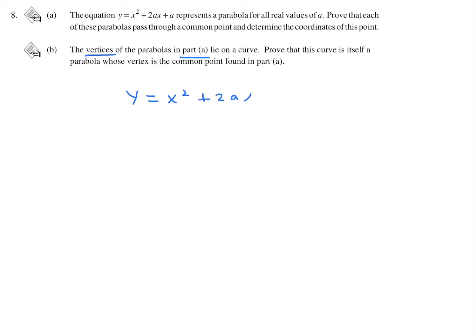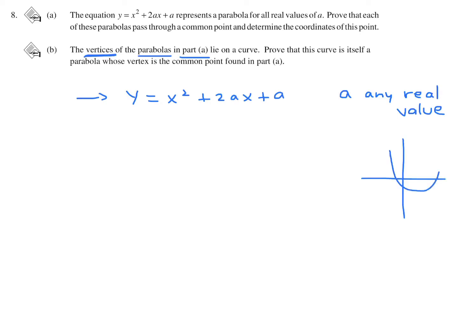2ax plus a. Now you say, well, this is just one parabola. Yes, but it's parabolas because a can be any real value. So remember, a can be 0, 1, 2, whatever you want it to be. So there's many parabolas of this form. And they're saying that the vertices, so if you have a parabola, the vertex is the minimum point or the maximum point, right? This is known as a vertex. Vertex is singular, vertices is plural.